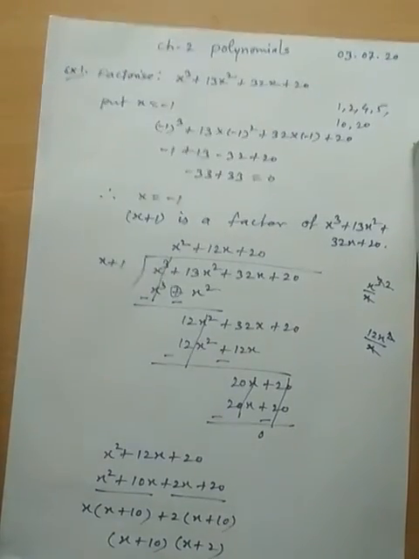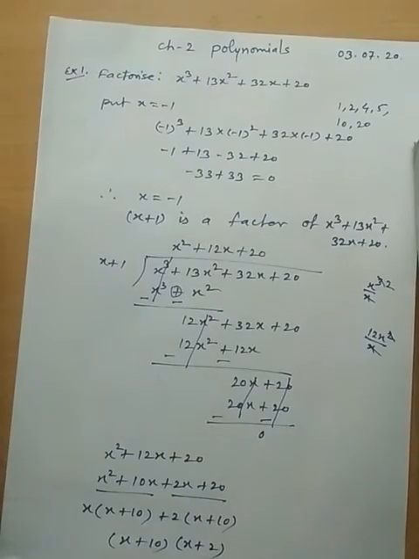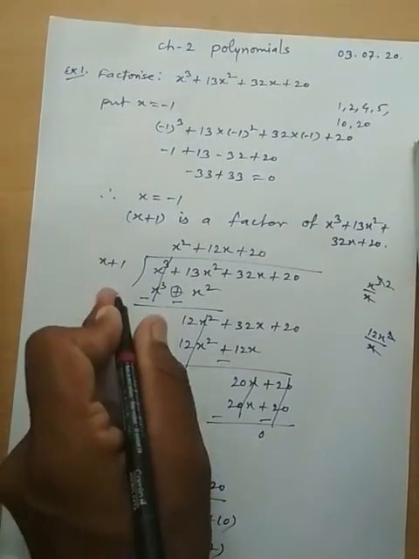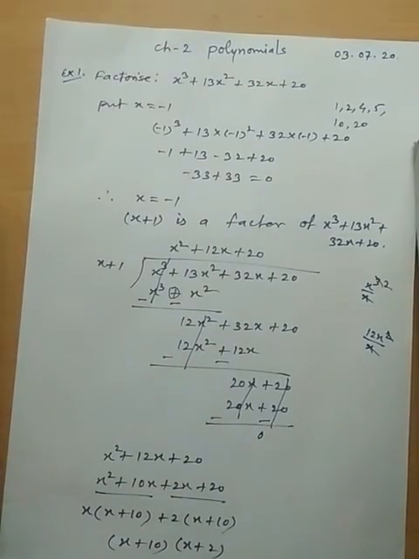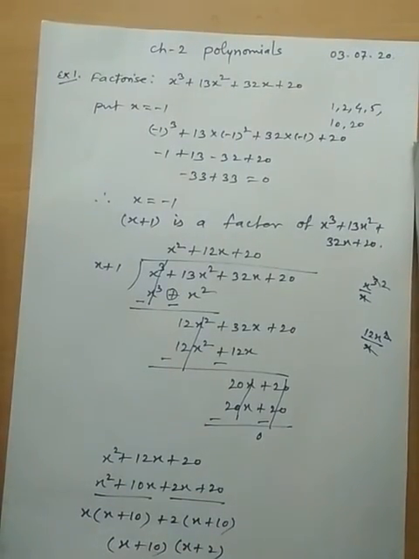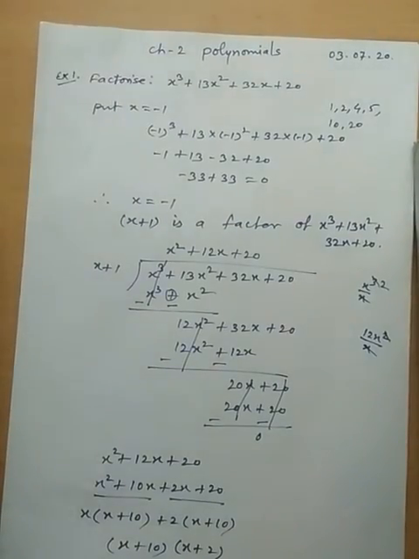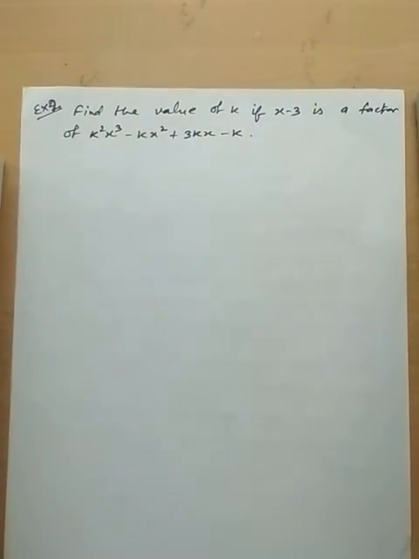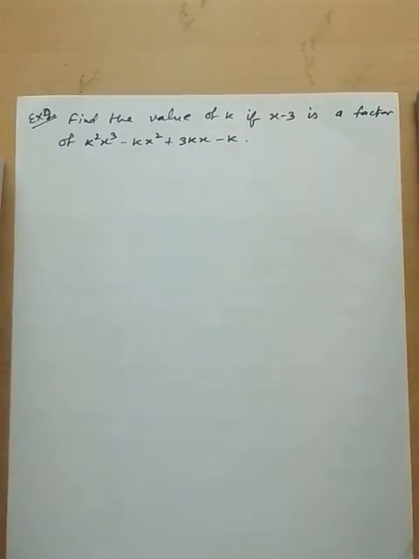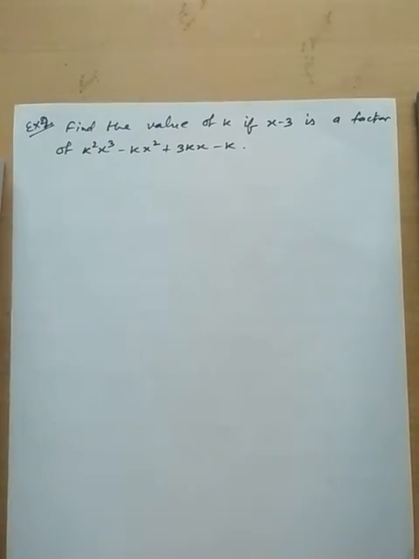So finally, hence the factors are x plus 1, x plus 2 and x plus 10. Let's switch to the next question, and our next question is: find the value of k if x minus 3 is a factor of k square x cube minus kx square plus 3kx minus k.